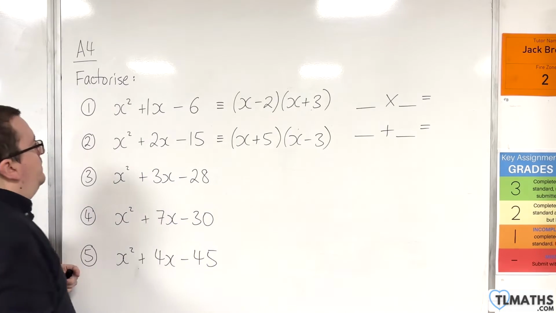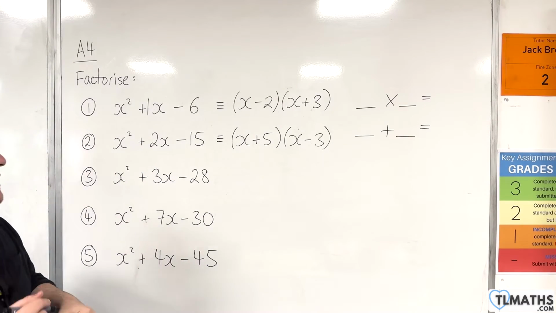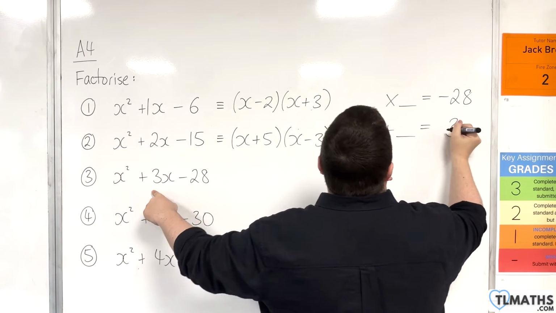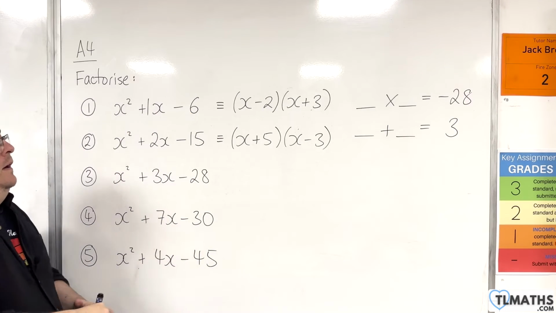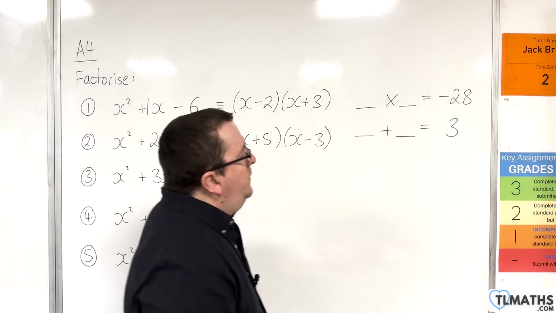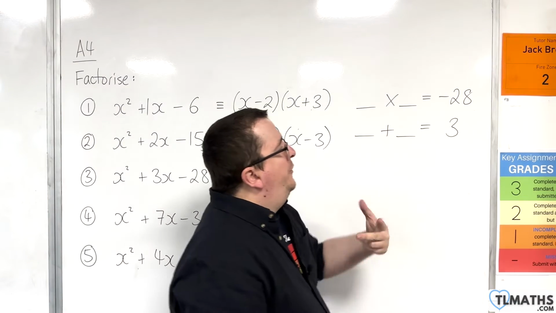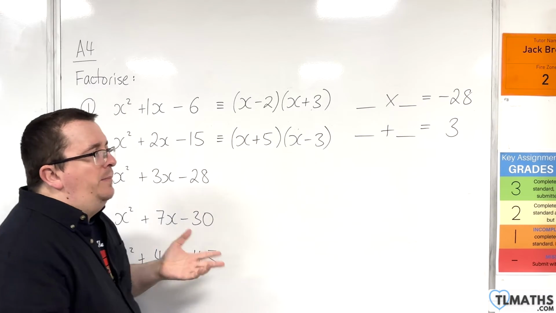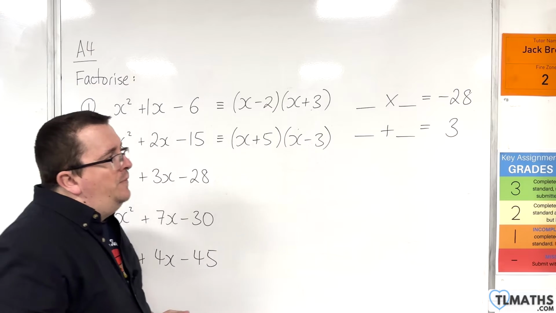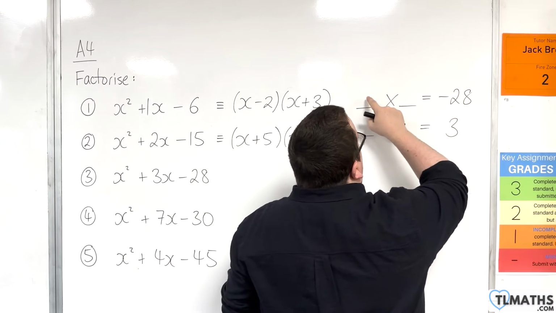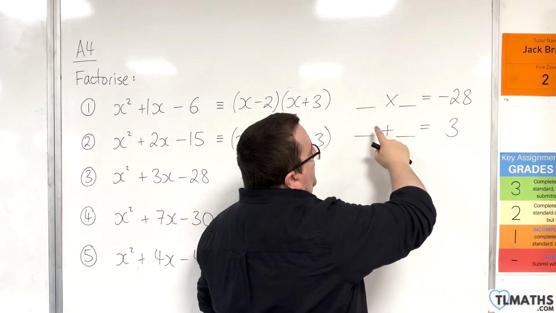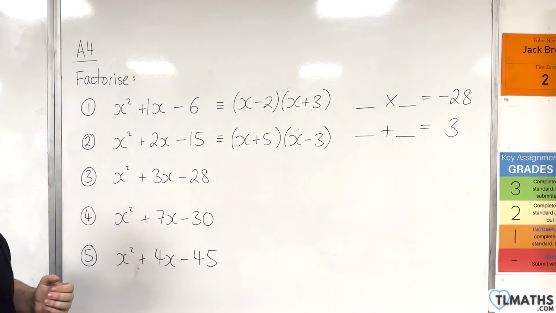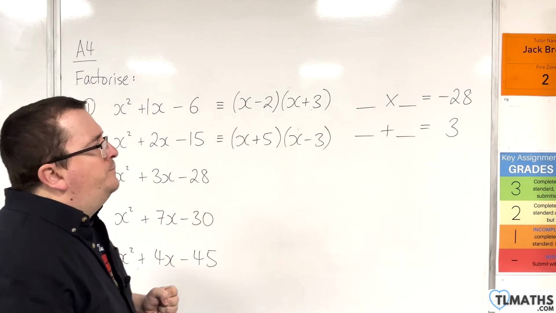So, number 3, x squared plus 3x take away 28. So we need two numbers that multiply together to make minus 28, but add together to make 3. Okay, so the thing is that you start to spot that if they need to add together to make 3, and you know one's positive, one's negative, you know that the two numbers have to be reasonably close together. They can't be 1 and 28. So minus 1 times 28, there's no point checking this, because there's no way that minus 1 plus 28 is going to be equal to 3.